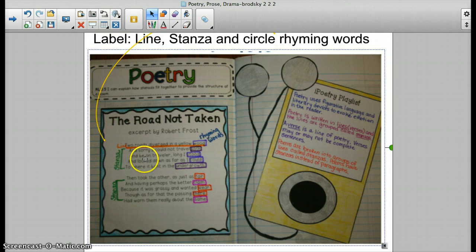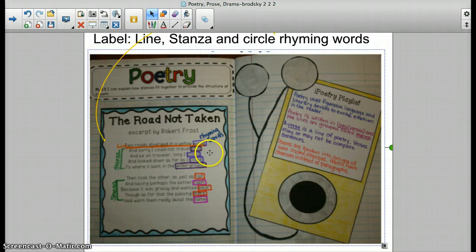Two roads diverged in a yellow wood, and sorry I could not travel both, and be one traveler, long I stood, and looked down one as far as I could to where it bent in the undergrowth.